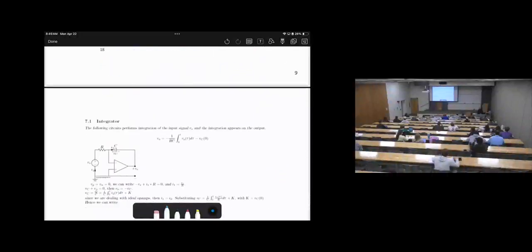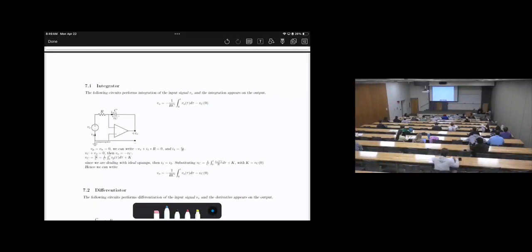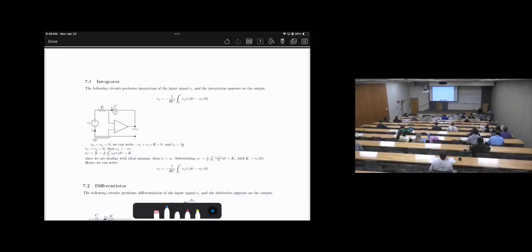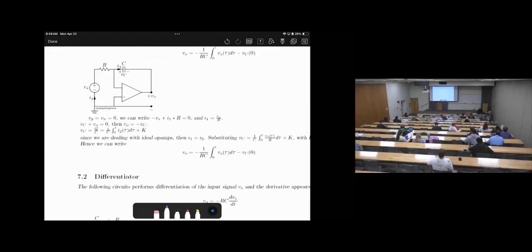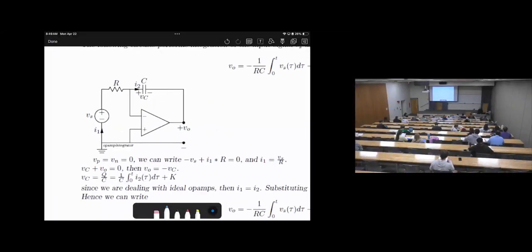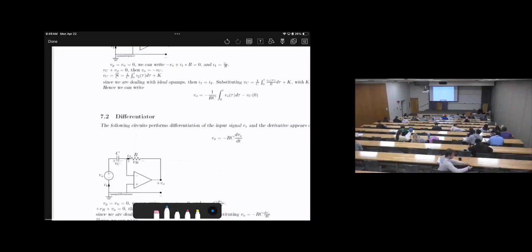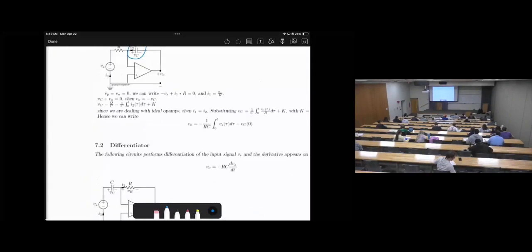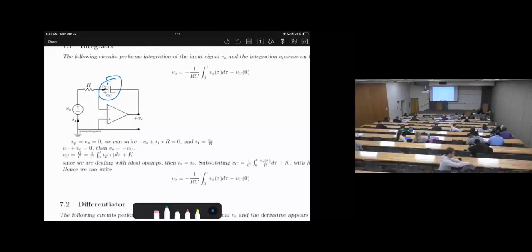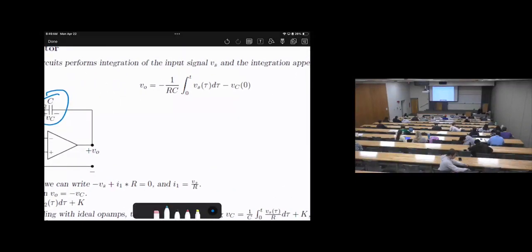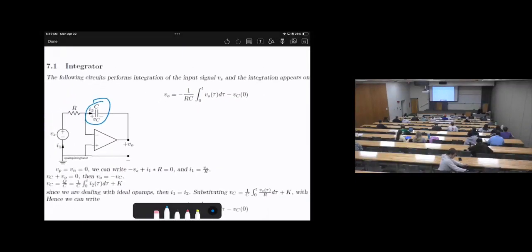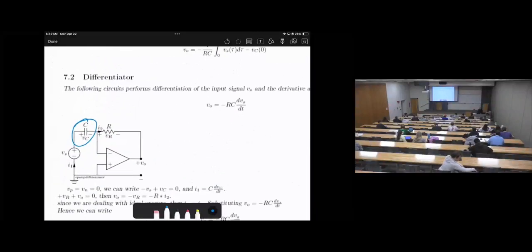Okay, so there are two other types. Those are not included, but for your information, they are called the integrator and the differentiator. In the integrator, you will see there is a capacitor here. In the differentiator, the capacitor will be in the forward path instead of the feedback. The output of the integrator will be the integral of the input. For the differentiator, the output will be the derivative. Those are not included, so don't worry about them.